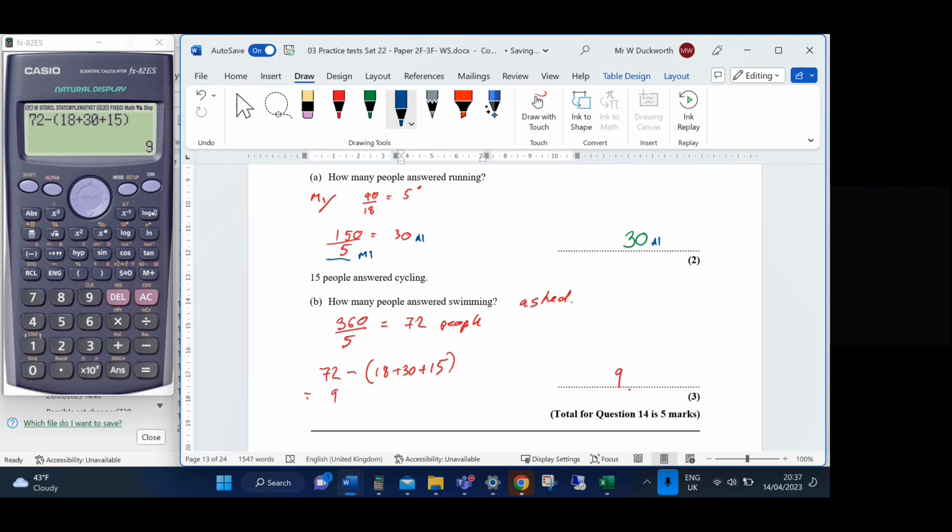Right, for part B, M1 for working out the angle for swimming, or the total number of people. Check the table for answers. Follow through. There 5. So they are saying M1 for my method, M1 for the 72. M1 for complete method to work out the number of people for swimming. And so we've got an M1 there, and then an A1 for the 9.